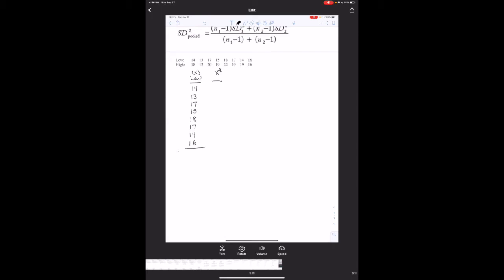We need to sum these x's here. We need to calculate the average of the x's, which is sigma x divided by n. And we also have to calculate sigma x quantity squared, which will be the sum of this column squared. We're also, over here, going to calculate sigma x squared, which is the sum of this column. We also need our n size, but that's easy enough to figure out. We do these things, and we've got everything we need.